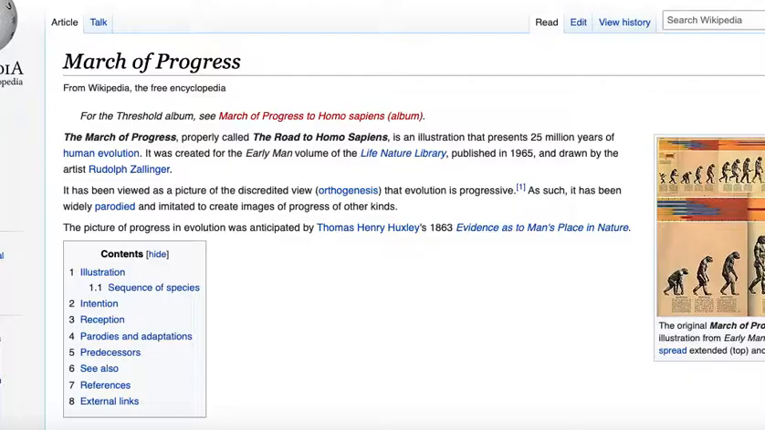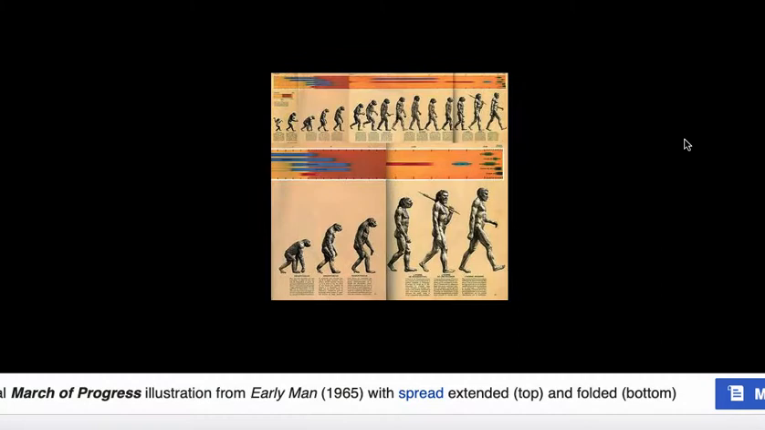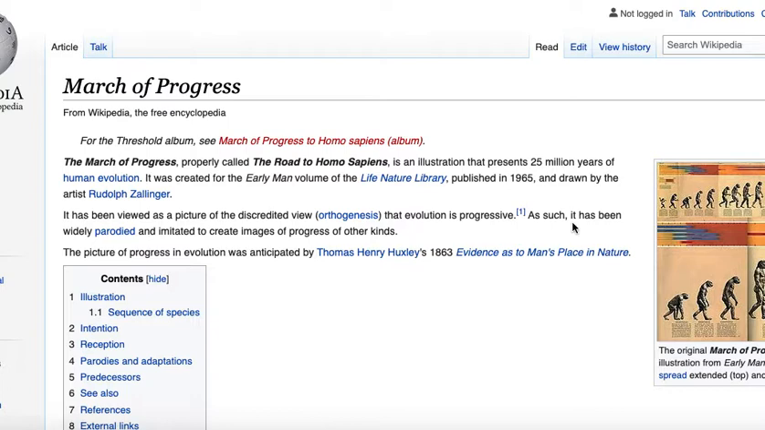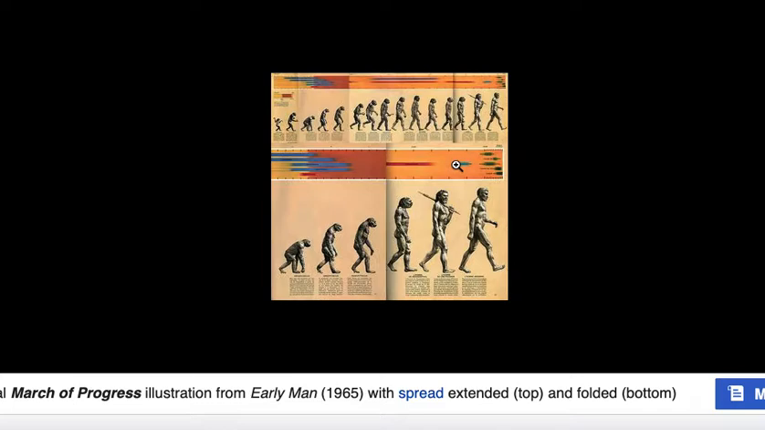Another problem is this picture. I did not mean to go to this picture yet, but this was a picture called the March of Progress. You can look it up if you're interested in it. It was made by Rudolf Zallinger, and I apologize for saying that wrong. While it was well-intended, this was a very bad representation that is not correct, and it doesn't show anything correct about evolution.